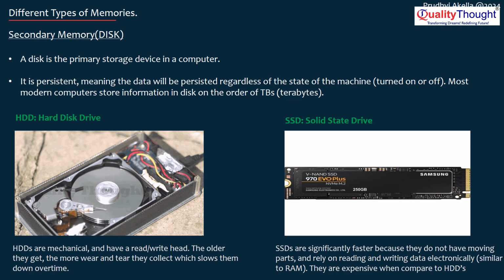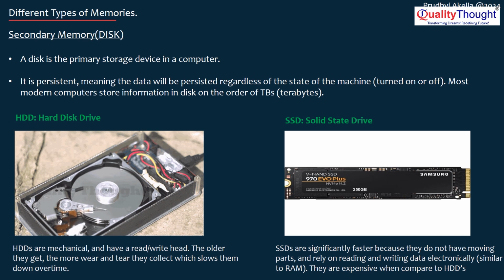A disk is a primary storage in a computer. It is persistent, meaning that it is persisted regardless of the state of the machine. So the computer has two states, on and off. Even if the computer is turned off and turned on, the information that is stored inside a disk will still exist. So the meaning of persistent is regardless of the state of the machine. Most computers store the information in the disk on the order of TBs, which is terabytes.